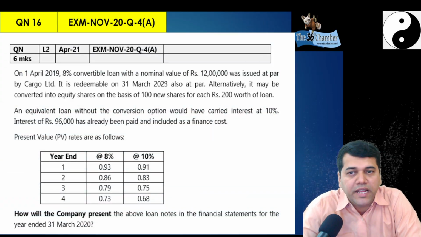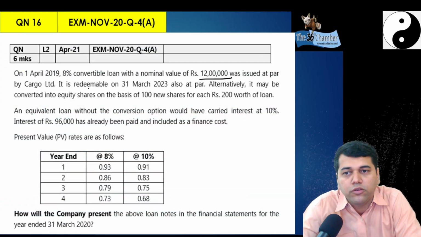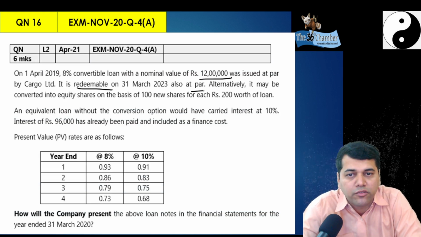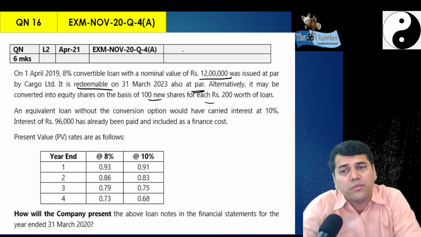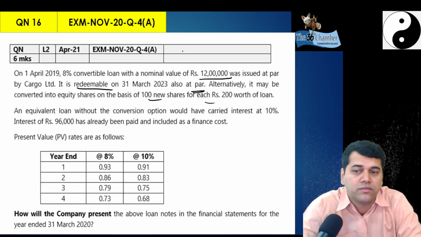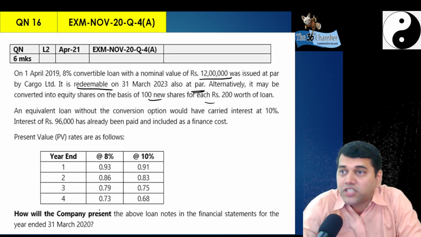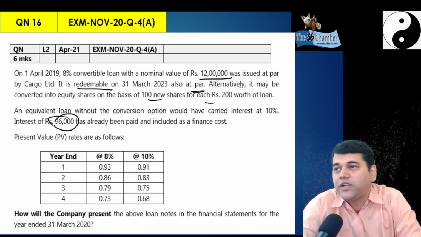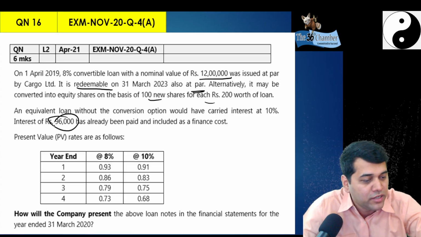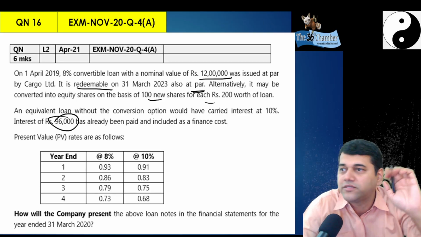On 1st April, 8% convertible loan at nominal value was issued. It is redeemable also at par. Alternatively, it is converted into equity shares of 100. So, the same question came for your exam for 6 marks. This time they asked you, see the question here. An equivalent loan of 96,000 already paid. How much in the study material question? 48 into 2, 96. Very clear.